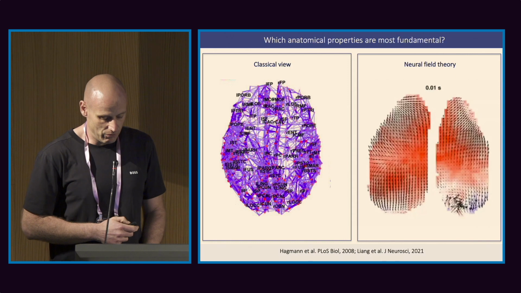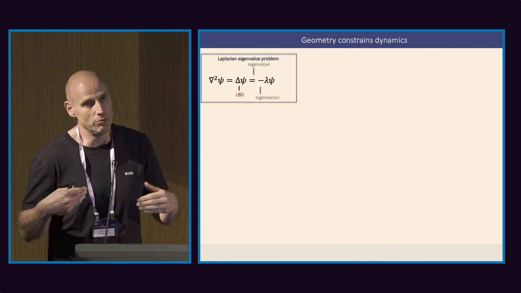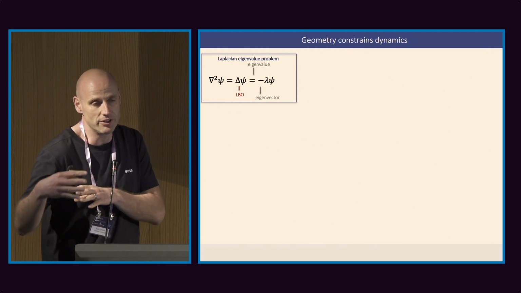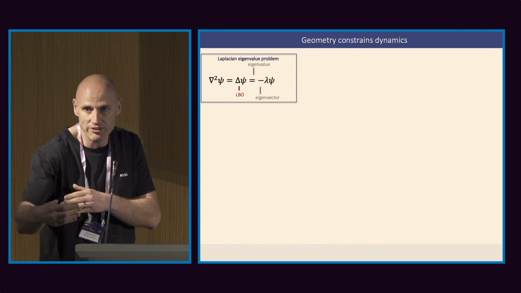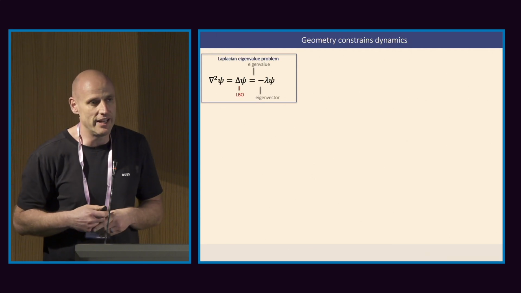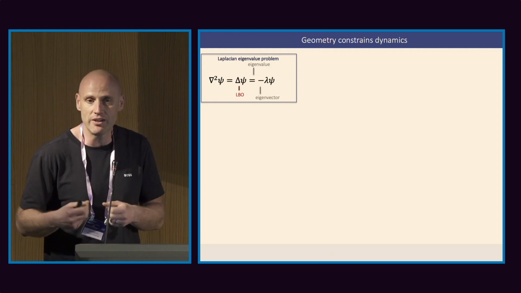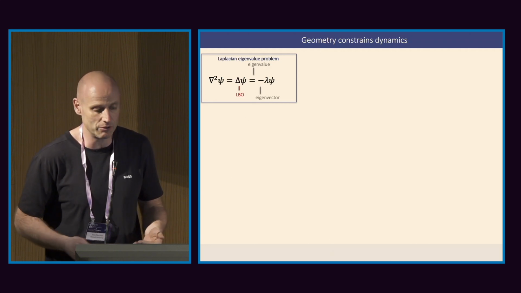Now, one thing that has fallen out of this theory is that if we buy into neurofield theory, we treat the cortex as a continuous sheet, we think wave dynamics are important, we approximate connectivity using this isotropic kernel, then we don't need to derive our eigenmodes from a map of the connectome. We can derive them simply from a model of the geometry of the cortex.